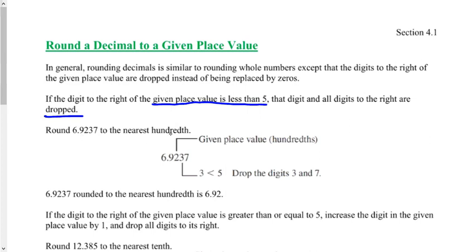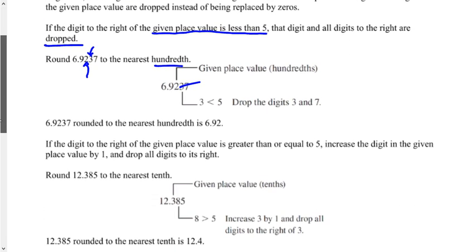So for instance, if I want to round this to the nearest hundredth, I would first identify this 2 right here as being the hundredths: tenths, hundredths. And so that's the given place. Then I would look at this 3 right here and I'd say that 3, that's less than 5. And so therefore, because 3 is less than 5, we're going to drop everything after the 2 and we just get 6.92. This is now rounded to the nearest hundredth.